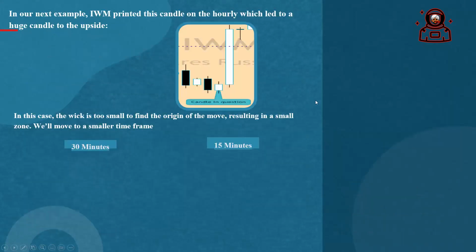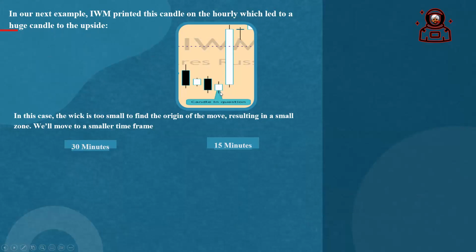I have another example here. In our next chart, we're looking at IWM. This is one of our favorite indices to play, especially with a smaller account. We're looking at this hourly candle that started this huge move to the upside, but the wick is so small it really wouldn't make sense to draw a zone here.